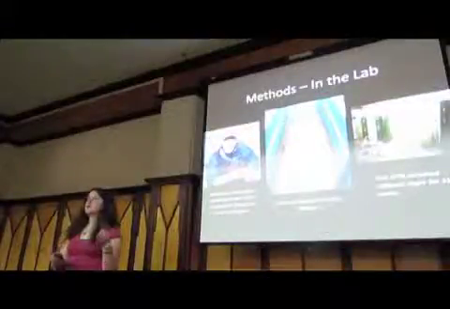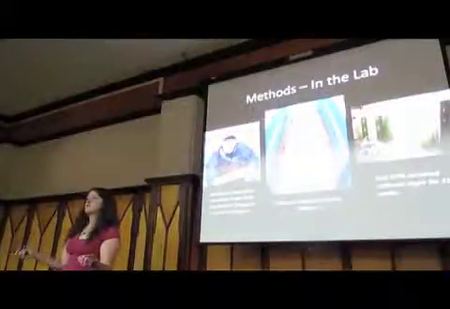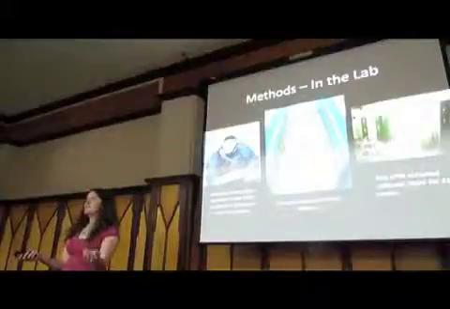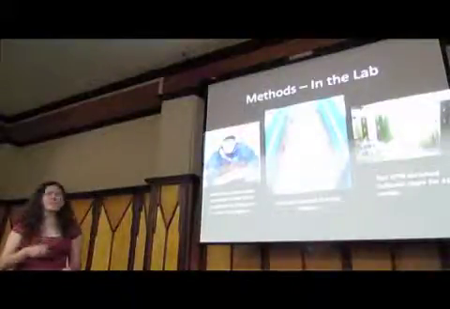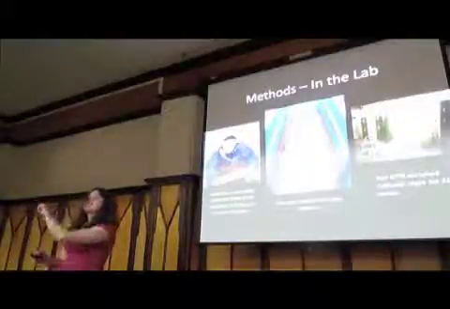N15. There are two isotopes of nitrogen, N14 and N15. N15 is not in high abundance, and because of this, since I enrich these, I'm able to trace that nitrogen.